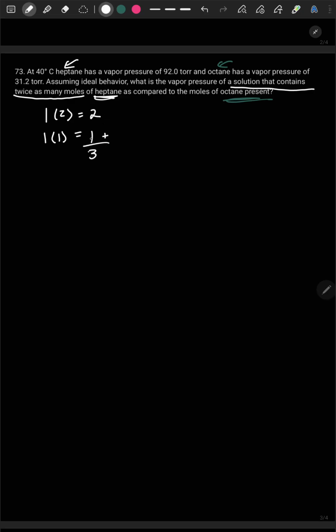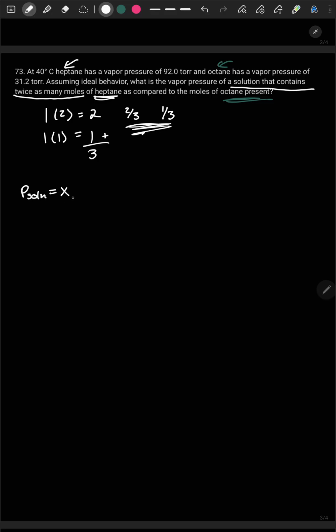So if we divide each of these by 3, we'll have 2/3 of the solution that is heptane, and 1/3 of the solution which is octane. Then we can use these as our mole fractions right here. These are good enough to use. So we can just go ahead and set up the ideal equation again.